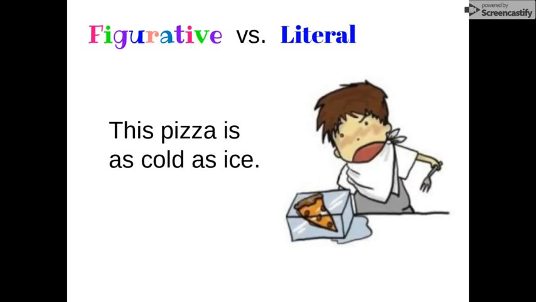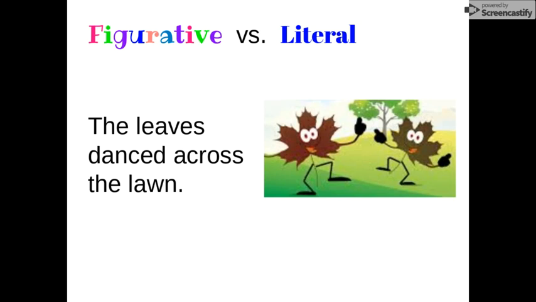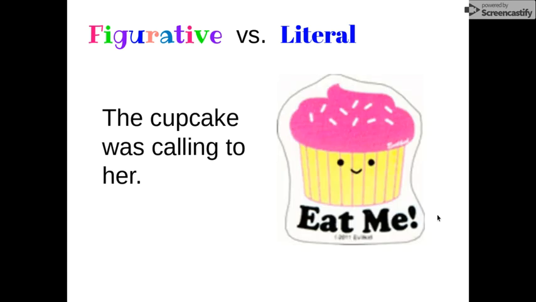If I say this pizza is as cold as ice, I don't actually mean it turned into ice. It's just cold. It's figurative. It's a creative way of saying it. If I say the leaves danced across the lawn, the leaves aren't actually breakdancing in the yard. They just are probably tumbling over each other, and maybe it looks like they're dancing. It's just creative. And if I say the cupcake was calling to me, I don't actually mean the cupcake said, eat me. I just mean that it looked good. It's a creative way of saying it.